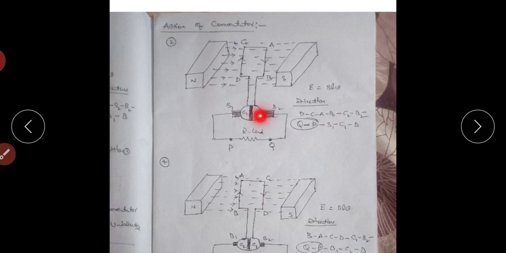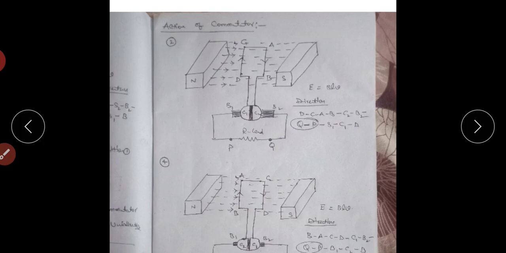Here C1, C2 are called commutator segments. Here also, in position 1, the conductors are moving parallel to magnetic field, so the rate of change of flux linkage equals 0. Theta value equals 0, and the dynamically induced EMF equals 0. Next in position 2, the conductors are moving perpendicular to magnetic field, theta is 90 degrees, the rate of change of flux linkage is maximum, so dynamically induced EMF equals BLV.